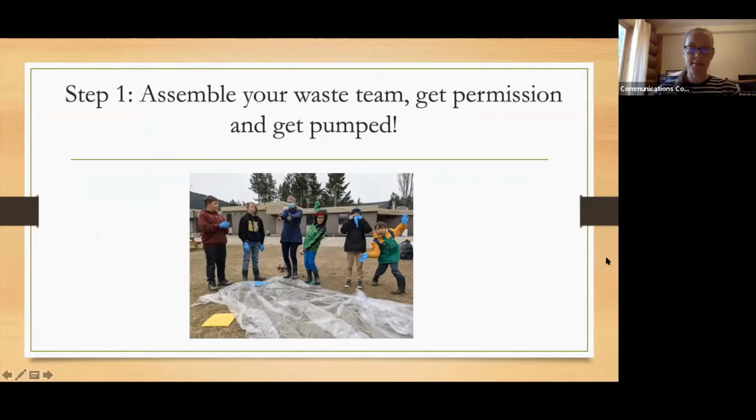So the first thing is you want to get your team, get permission from your administrator, and then get them excited about it. Some of the ways to get kids excited about this is to set up the problems. You can show those videos, you can talk about it, you can go visit.